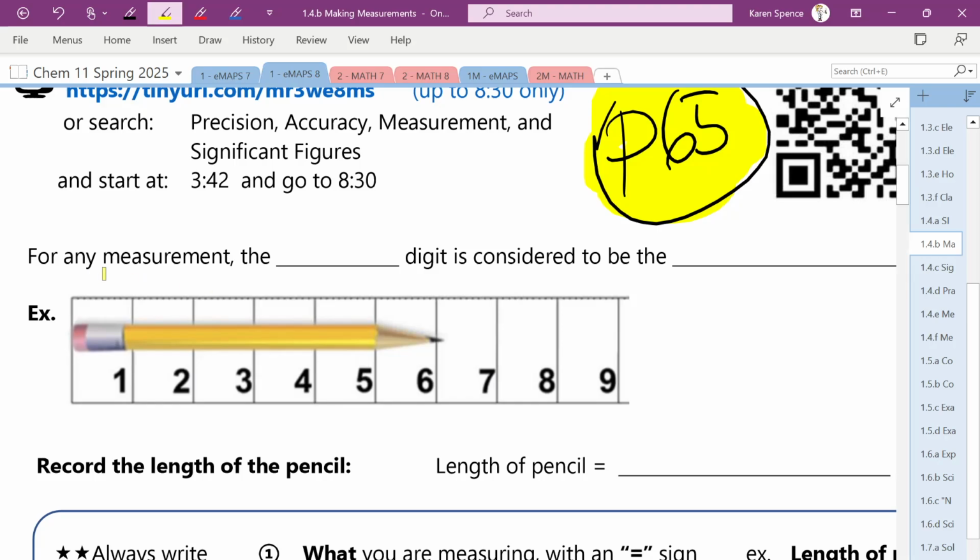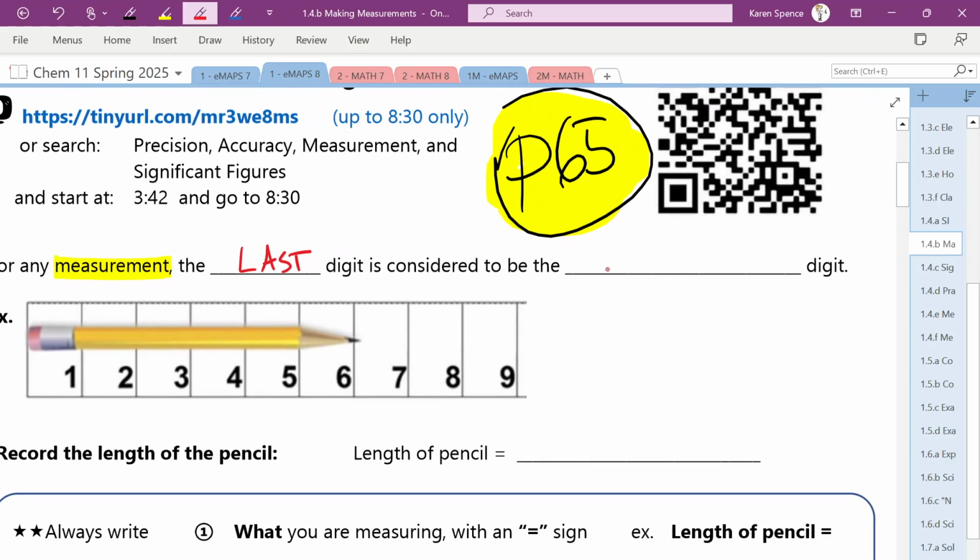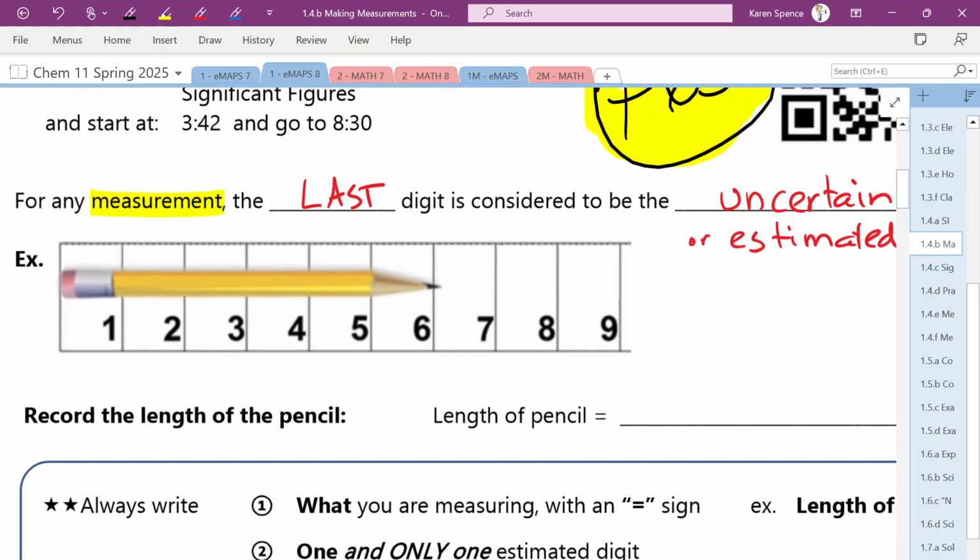So for any measurement that we make, the last digit is always considered to be the uncertain or estimated digit. So if we look at this pencil here, tell your partner what you think this measurement should be.